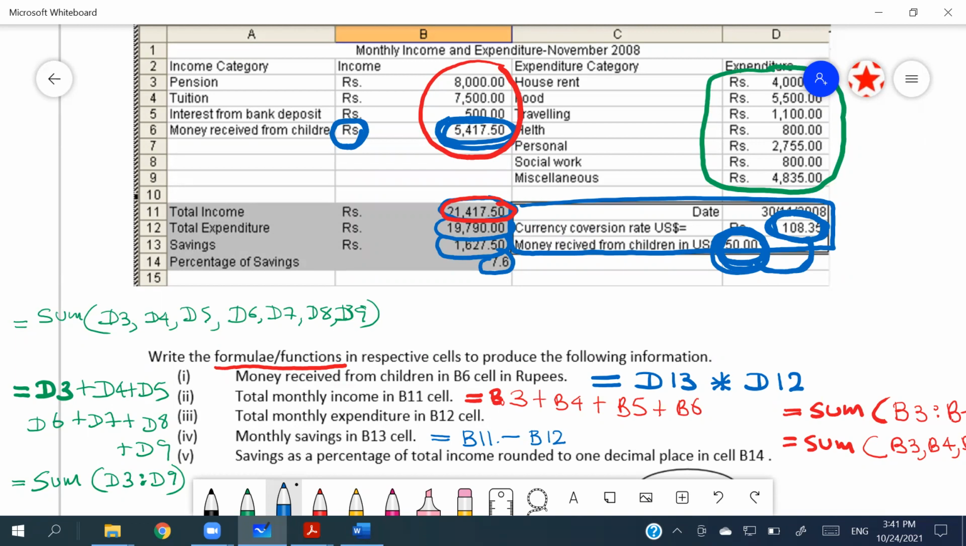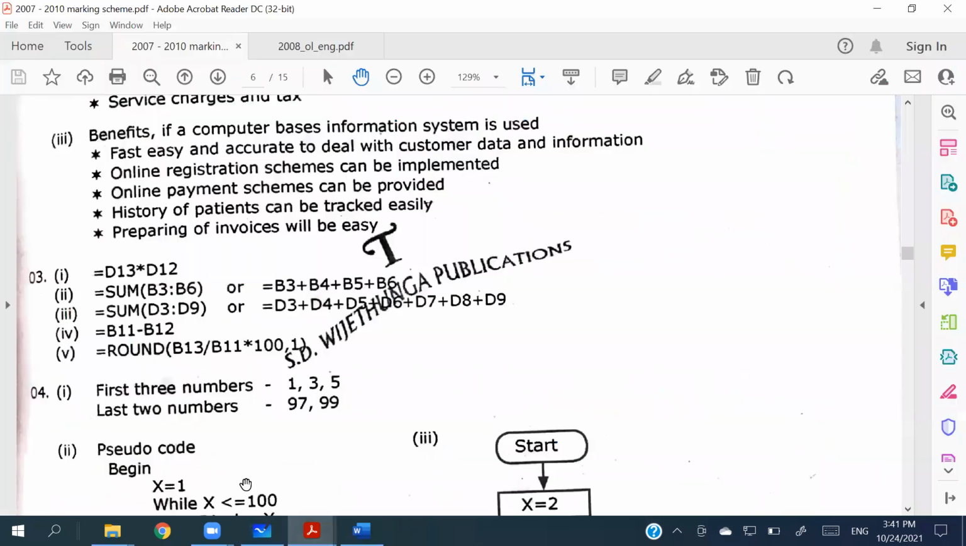And always look for the equal signs, people. If you are missing any equal sign, you are not going to collect the marks, right? Savings as a percentage of total income rounded to 1 decimal place in cell B14. Now, rounding is not in your syllabus. So because of that, you can take marks for the 5th one, right? But I'll show you what the answer is, right?